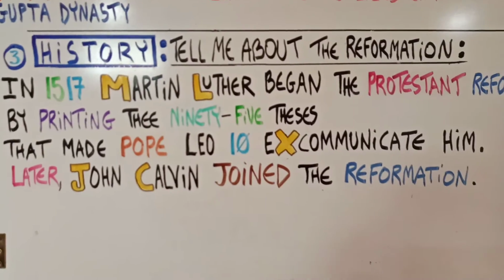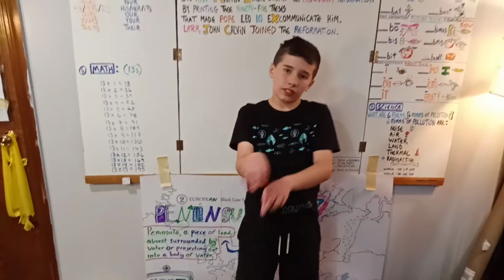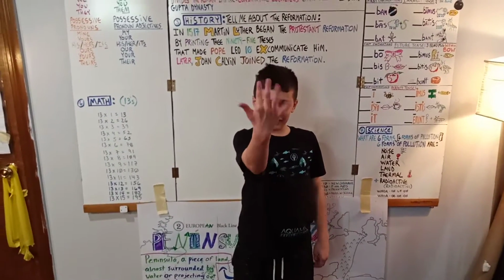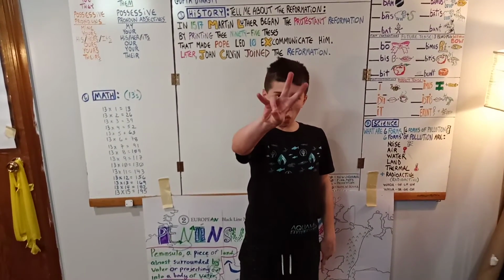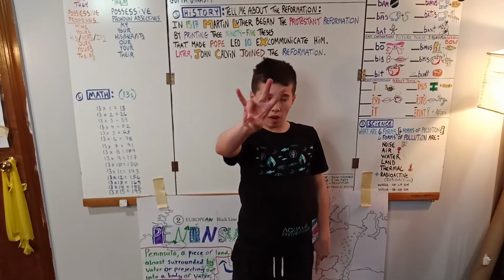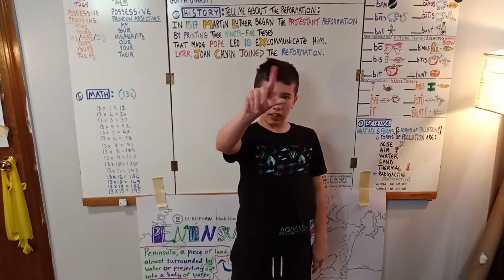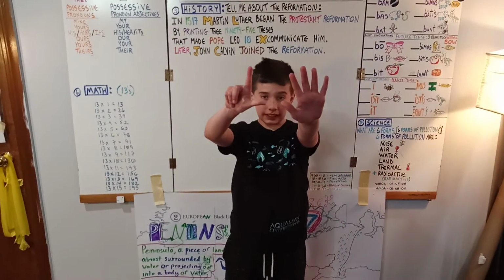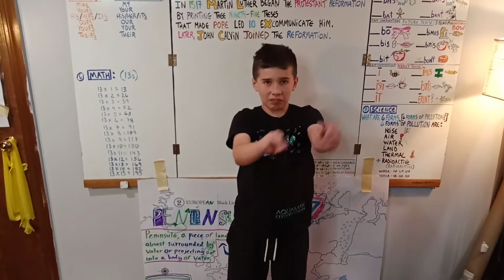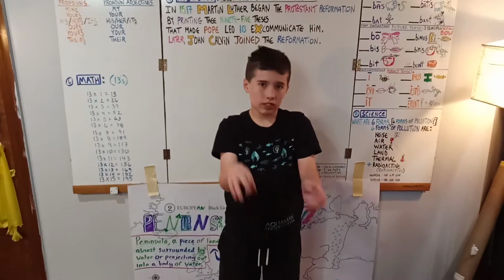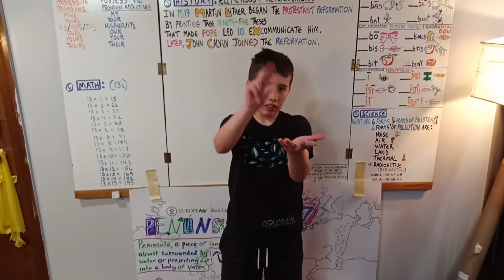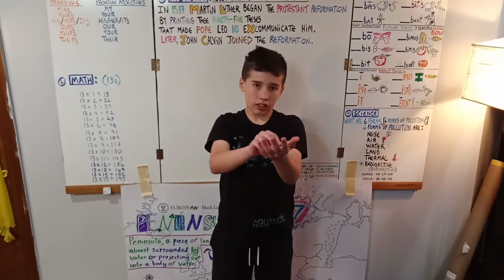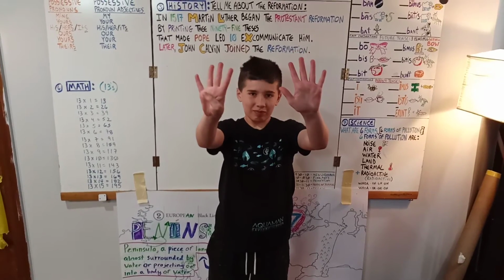Week 7 history is tell me about the Reformation. What's the sign for Reformation? And then we do 15 is flash, 17 is yes. And then we'll do an M and an L for Martin Luther. And Protestant, we put our hand up for like stop. And then Reformation, 2 R's going across our wrist. By printing, we're going to do like a little mini printing press. Printing the 95, put up 9 and then 5.